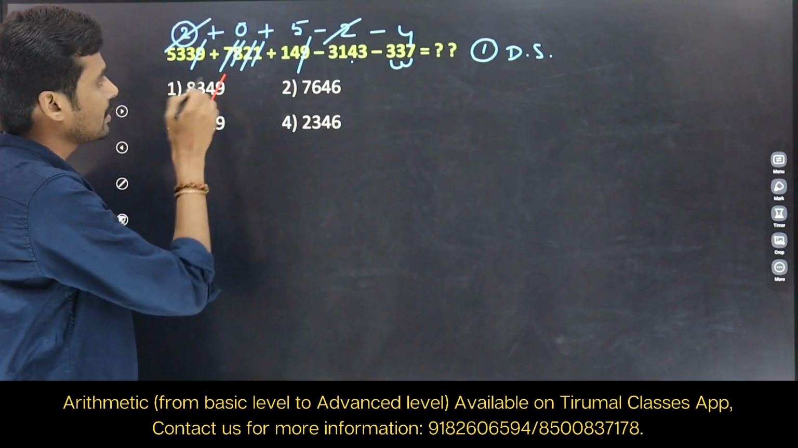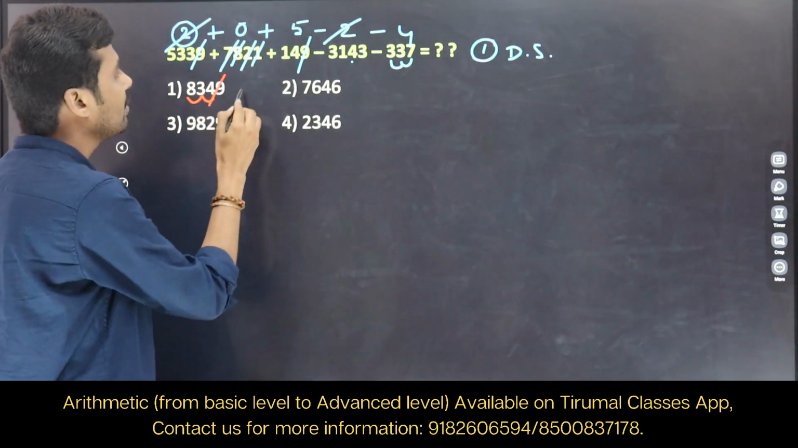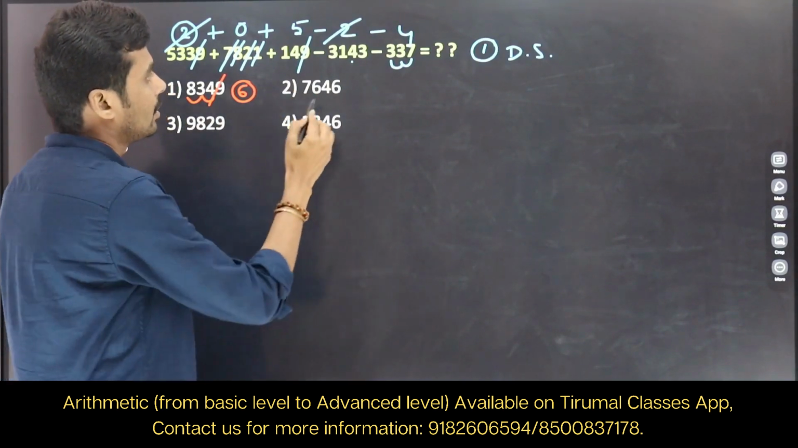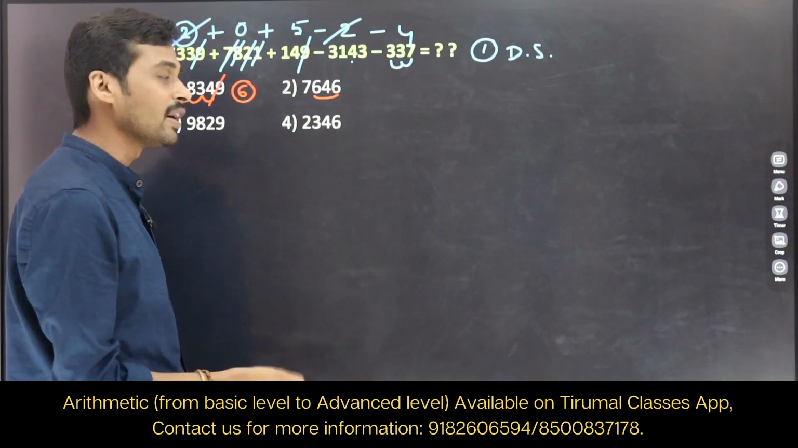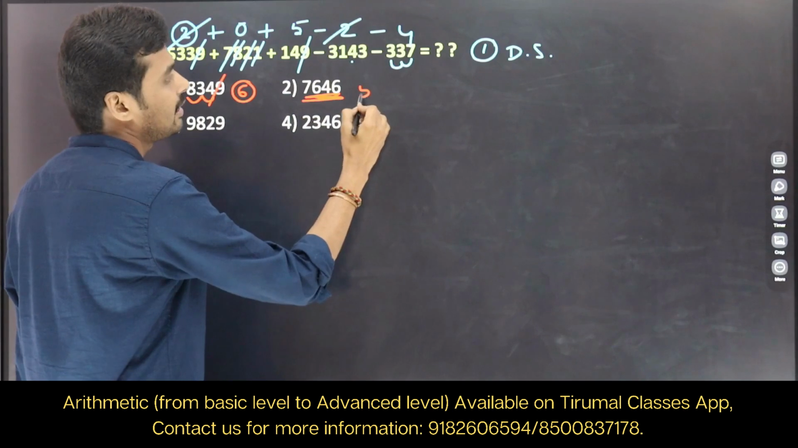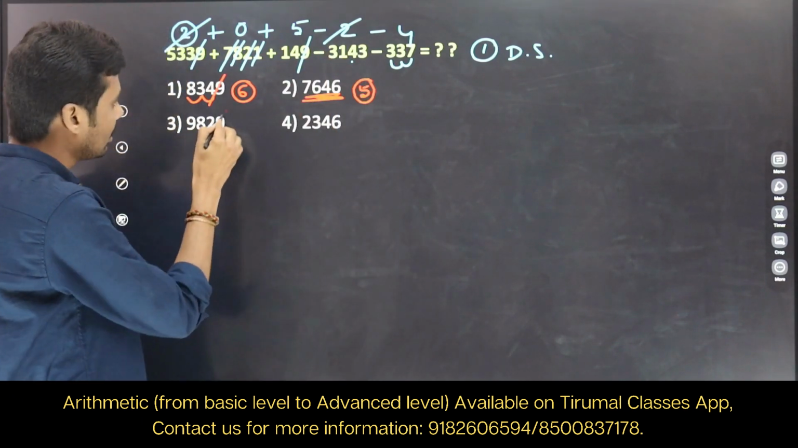If you take the first option, 9 gets cancelled. 8 plus 3 is 11. 11 plus 4 is 15. 15 means that the DS value is 6, right? You take the second option. So 6 plus 6 is 12. 12 plus 4 is 16. 16 plus 7 is 23. If you add the digits, we get 5. Right.